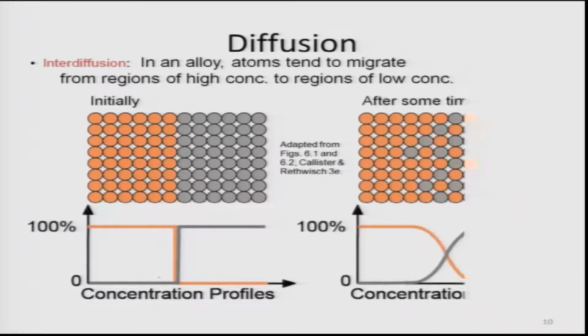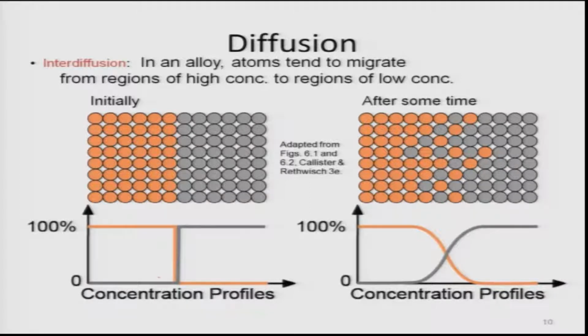So what happens if I allow this at some temperature for some time? Obviously, some B atoms will move from the right side to the left side, and some A atoms will move from the left side to the right side. That is down the concentration gradient. And if they move, there will be a range in which intermixing happens. You see here, this is where all are A atoms, this is where almost all are B atoms, and this is a range where you have A and B mixed together.